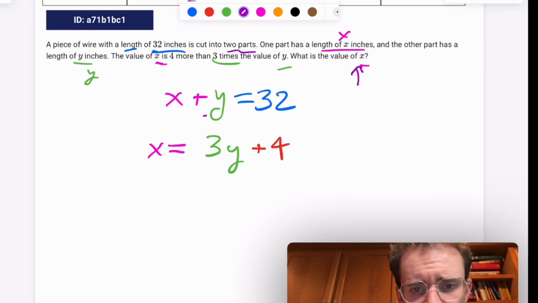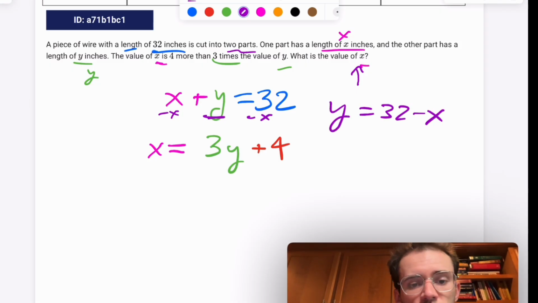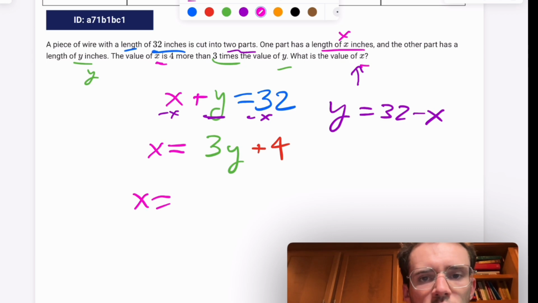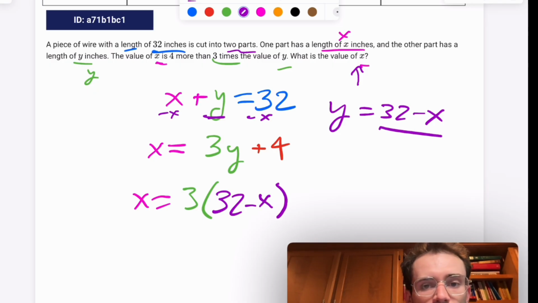So I'll start by getting this y alone in this equation by subtracting x from both sides. We get that y is equal to 32 minus x. You could also write negative x plus 32. But now I will substitute this in for y in the second equation. So we get that x is equal to 3 times, instead of y, it'll be times this equivalent value of y, 32 minus x, and putting it in parentheses, so the entire thing is multiplied by 3, not just the 32, not just the negative x. And then we still have the plus 4 at the end.